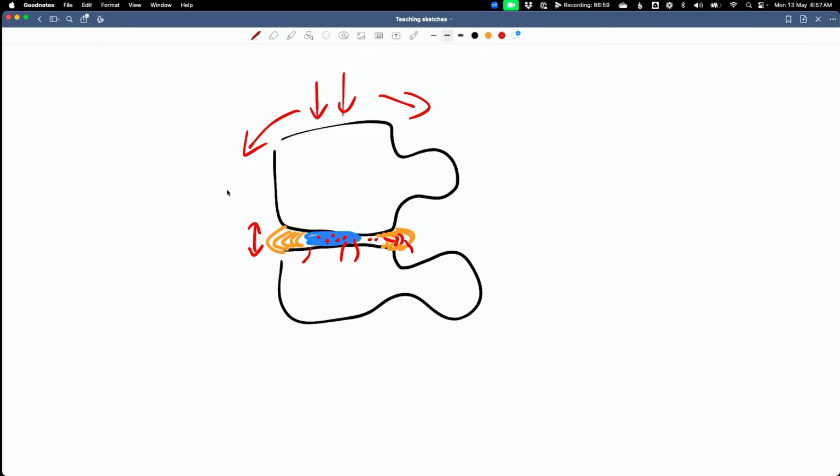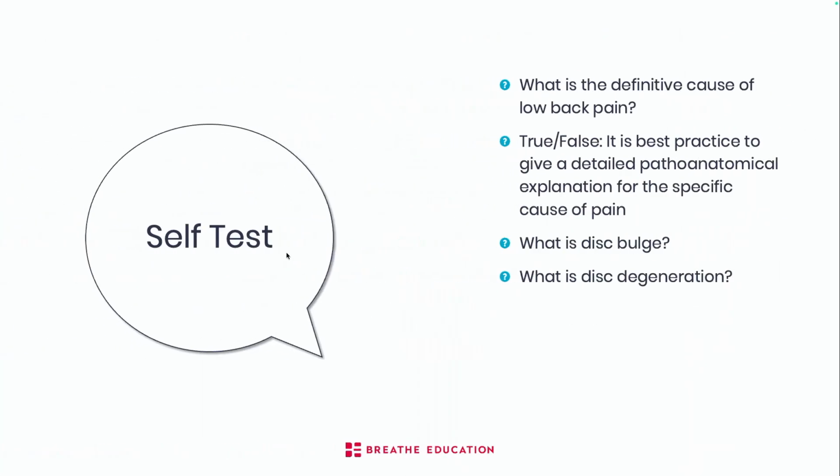Okay, great. So I'll repeat my question. What is disc degeneration?